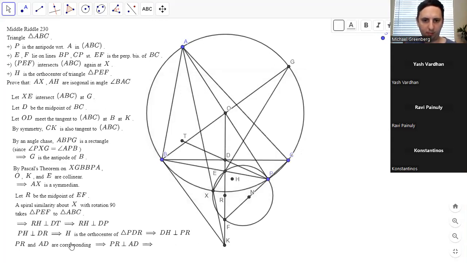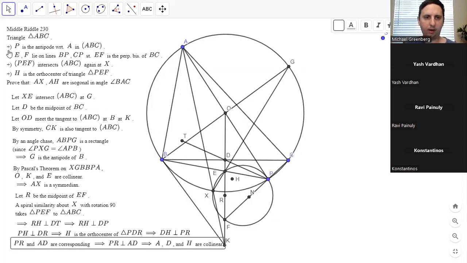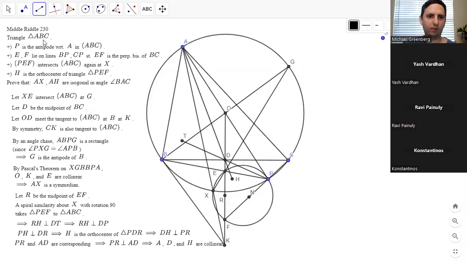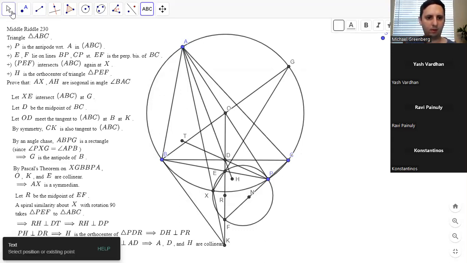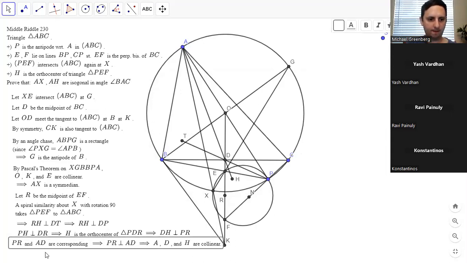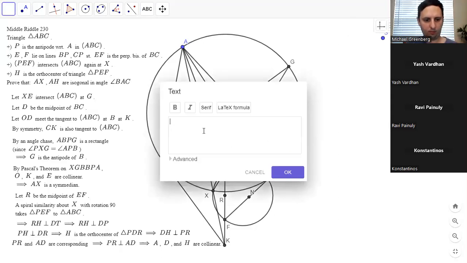And then from there, AH is a median and AX is a symmedian, which solves the problem. So AH is a median, AX is a symmedian, and that means that AX and AH are orthogonal. All right, I love this. I love this proof. This is really nice. So thanks for that, and I will move on to the next one.